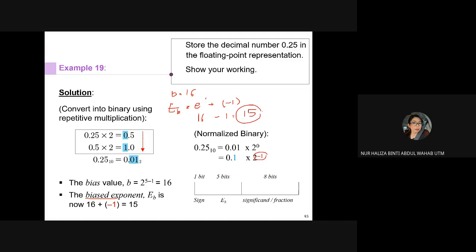So this 15, you need to convert it into binary. So for your binary, 15, you will get 1111. So that's why you will come up to this. You put an extra 0 over here, and this one, you just put it here, you add another 0. So it's easy, right?